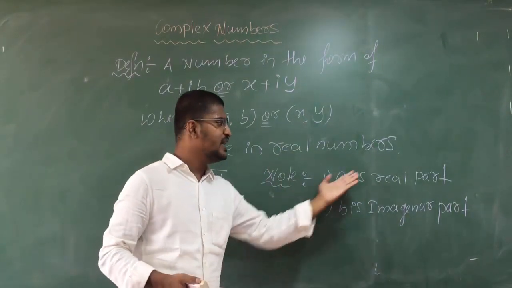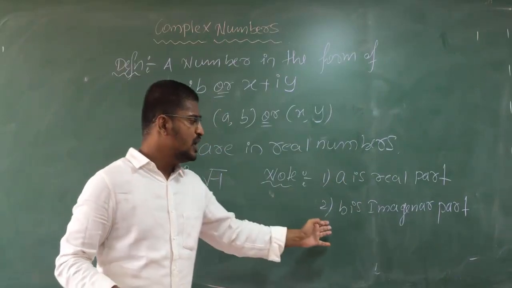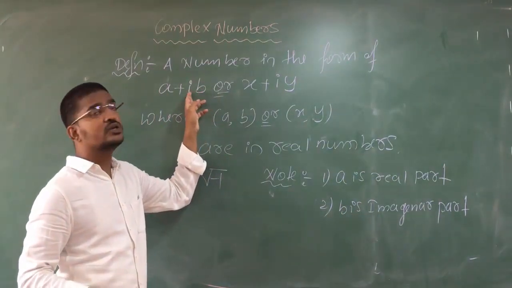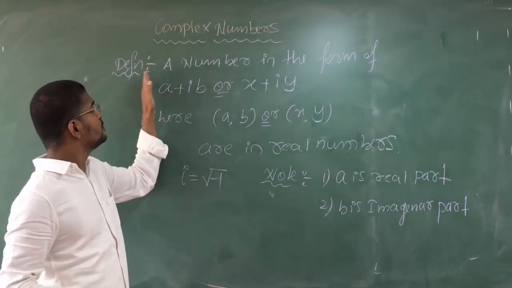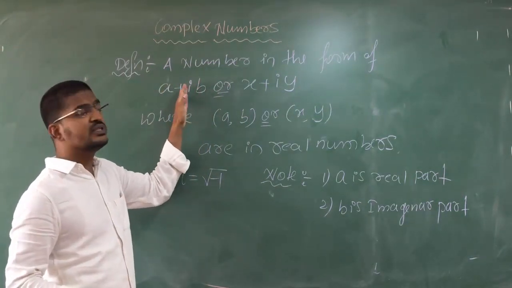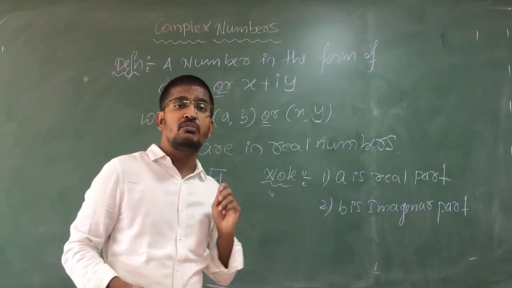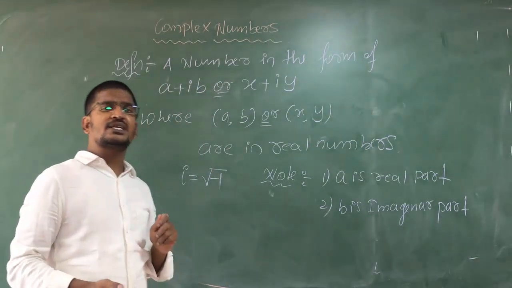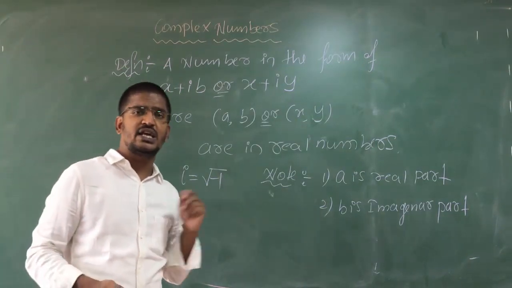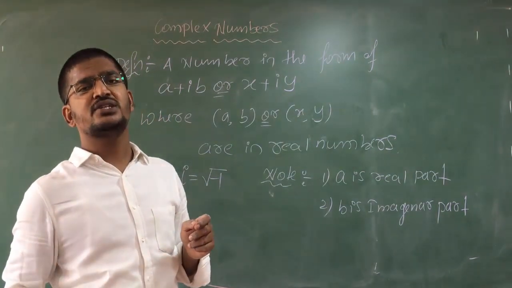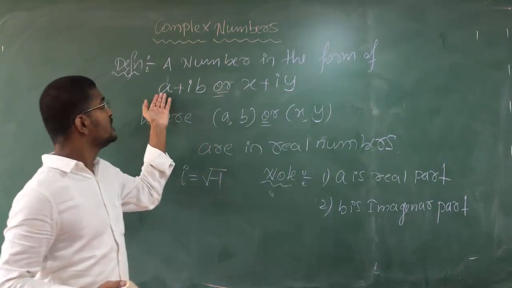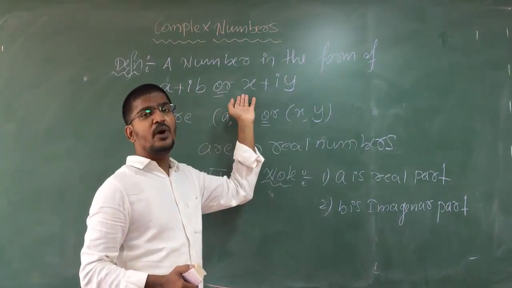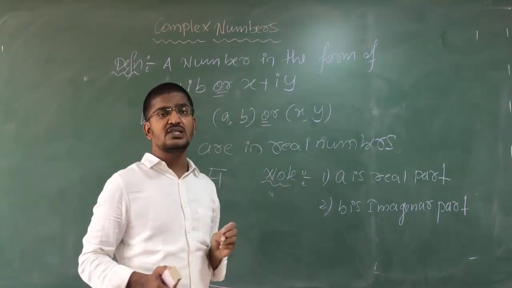But in that, a is the real part, b is the imaginary part, because b is present with iota. Clear? So a is purely real, b is present with iota, so that's why we call b an imaginary part. Clear? Every complex number has two parts. One is the real part, another one is the imaginary part. The real part is a, the imaginary part is b. So here you can see that the real part is x, the imaginary part is y.